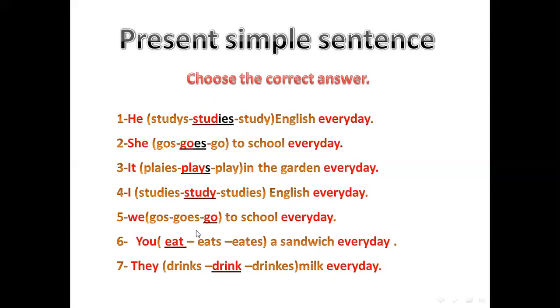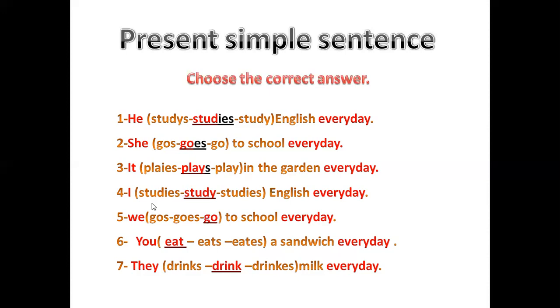Here is the list of the correct answers. Of course, here we don't use any ending because the subjects are we, you, they, and I. And here we put IES because the verb ends with Y, and before Y we have D. Here we put ES because the verb ends with O and the subject is singular, the pronoun she. And here we put S only because the verb ends with Y. Before Y we have a vowel letter.